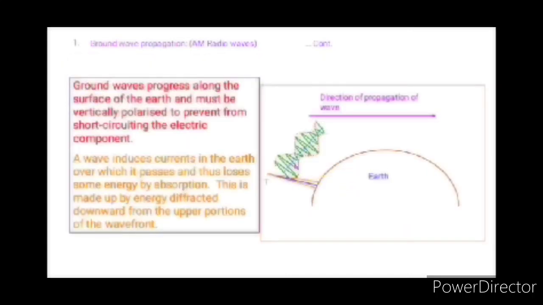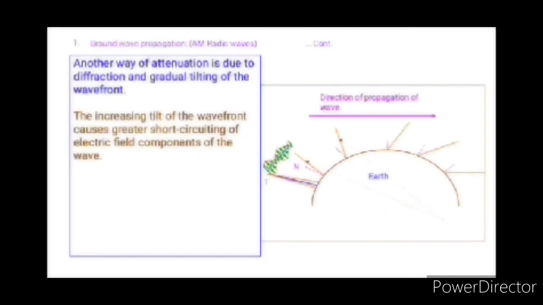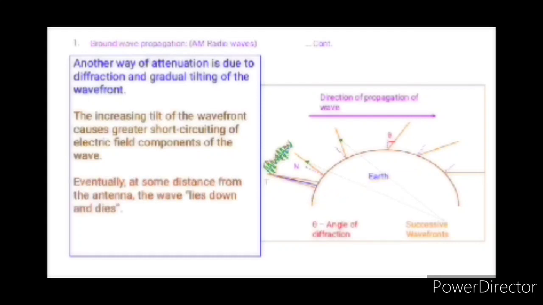Another way of attenuation is due to diffraction and gradual tilting of the wavefront. The increasing tilt of the wavefront causes great short circuiting of the electric field components of the wave. Eventually, at some distance from the antenna, the wave dies down. The maximum range of transmission depends upon its frequency as well as power.